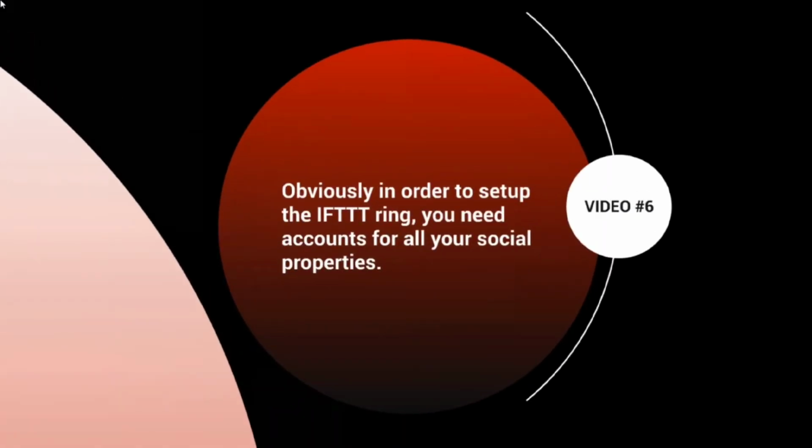Okay, so obviously in order to set up the IFTTT ring, you need to have accounts for all of your branded social properties. So in other words, you need to have the username and password for Facebook, for Twitter, for all the other social media properties. Now obviously if you already have some, then great. You don't have to create those. But for the ones that you do not have, you want to be able to create those.